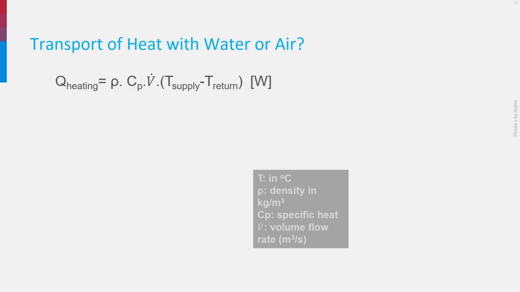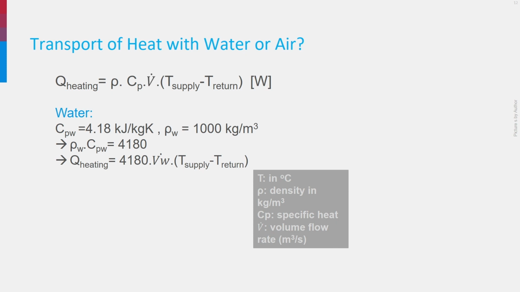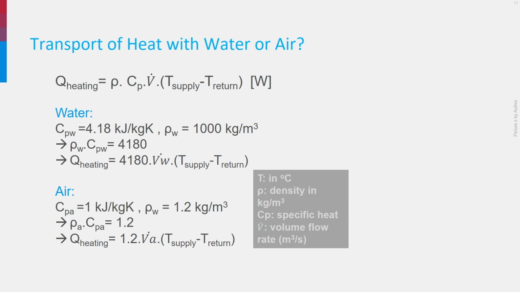Let's compare the properties of water and air. The specific heat of water is 4.18 kJ per kilogram Kelvin. Rho is 1000, so rho Cp is 4180. As for air, Cp is 1 and rho is 1.2, so rho Cp is 1.2, quite a difference with water. This difference must be compensated by a much higher flow rate of air compared to water, if we want to bring the same quantity of heat.